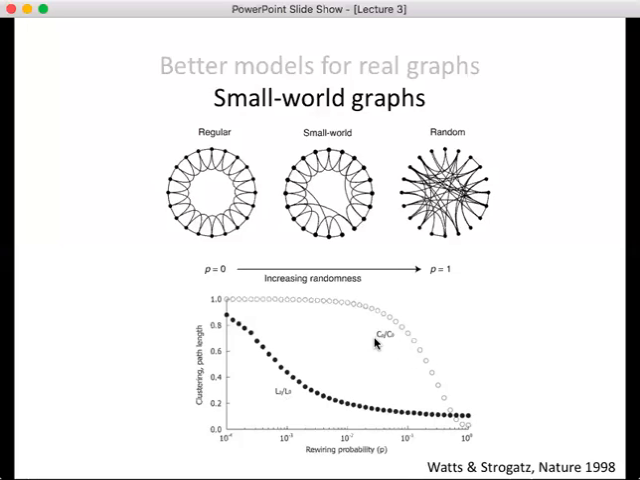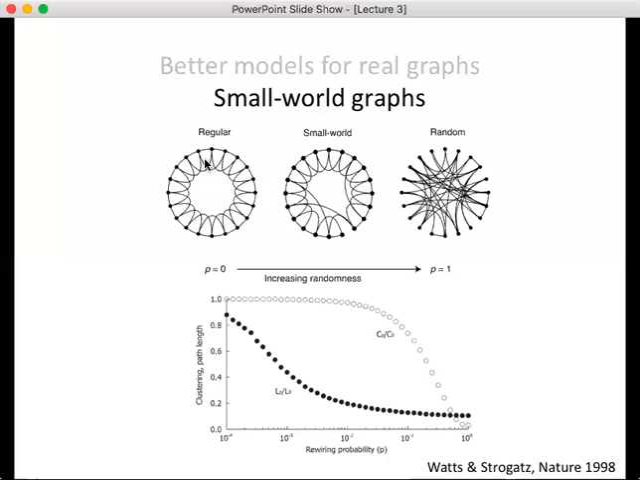And here you have the open symbols that represent the clustering coefficient, again normalized. And you see that the clustering coefficient for a random graph is very low. Why? Because randomly, the nodes that are neighboring a certain node will not be connected to each other. So we see what happens on the random graph side.